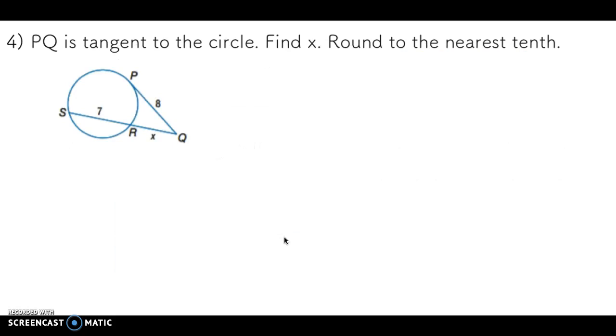All right, so using that theorem, here we have PQ as a tangent on the circle, and I want you to find x and round to the nearest tenth. Pause your video and try to do this on your own and come back and we'll check your answer.